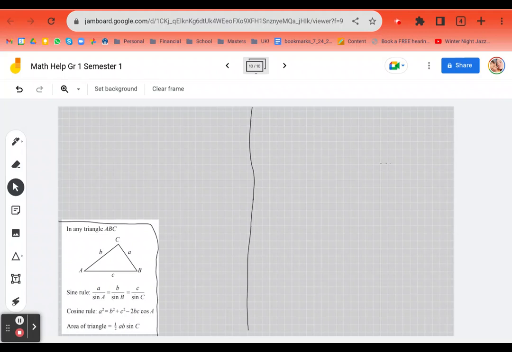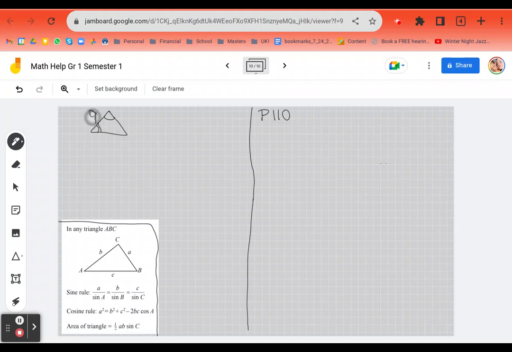Okay, so now we're on page 110, and we are going to look at cosine and sine rules. These are things you use to find sides or angles, and it's not a right-angled triangle. And you have to remember that the sine rule comes into play if you're given two angles.